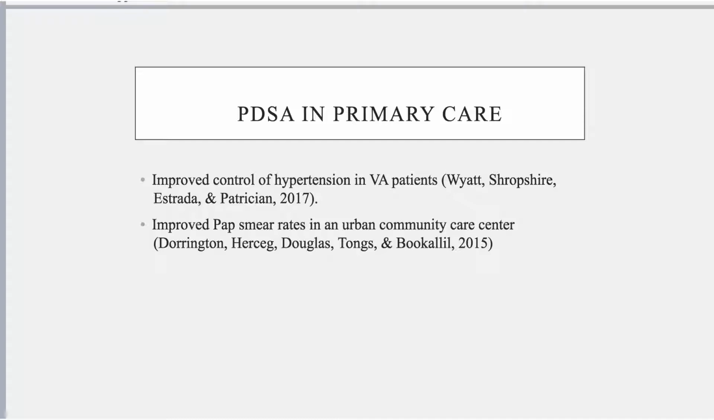In another study that was done in Australia, in a community that had high cervical cancer rates and low screening rates, a clinic improved their pap smear rates in an urban community care center. They did this with PDSA cycles, and they used 5 cycles. In the plan phase, they planned which interventions they would use based on literature shown to improve pap smear rates. In the do phase, they implemented changes.